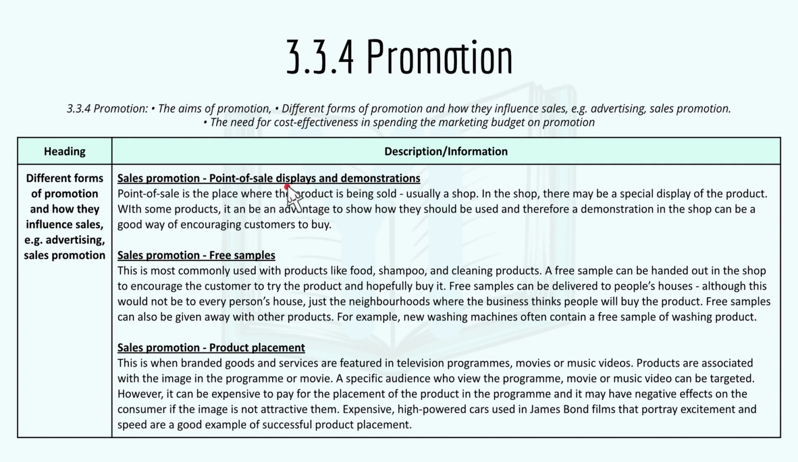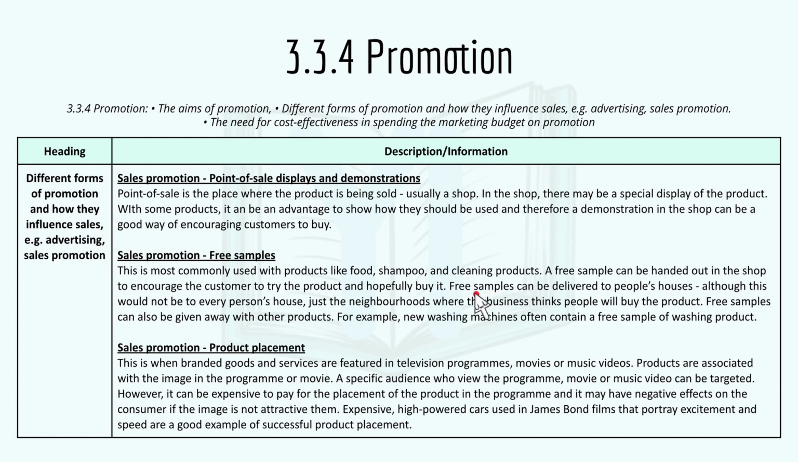Then we have point of sale displays and demonstrations. The point of sale is a place where the product is being sold, usually in a shop, and in a shop there may be a special display of the product. With some products it can be an advantage to show how they should be used, and therefore a demonstration in the shop can be a good way of encouraging customers to buy. And we have free samples, and this is most commonly used with products like food, shampoo, and cleaning products. A free sample can be handed out in the shop to encourage the customer to try the product and hopefully buy it.